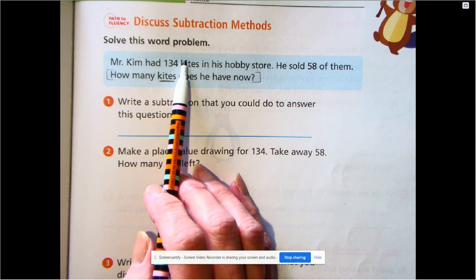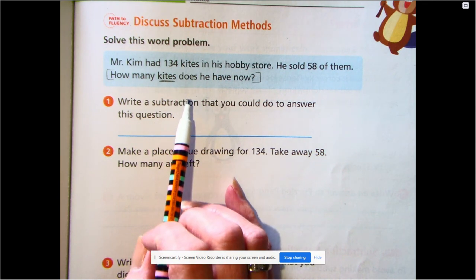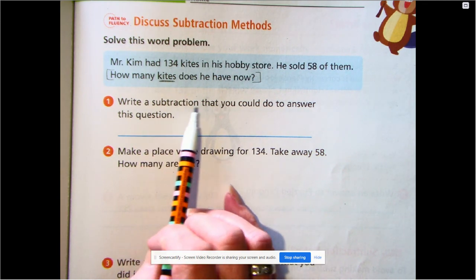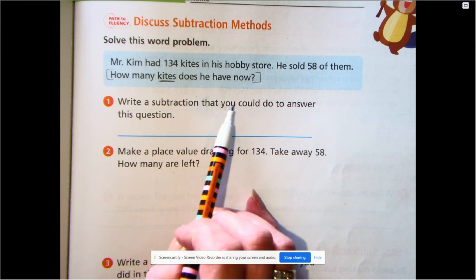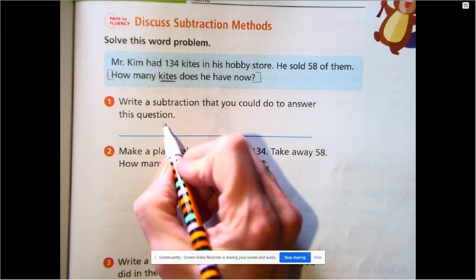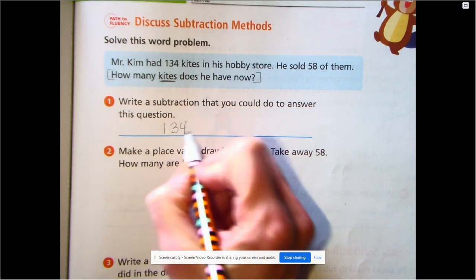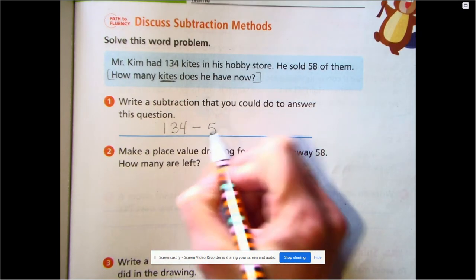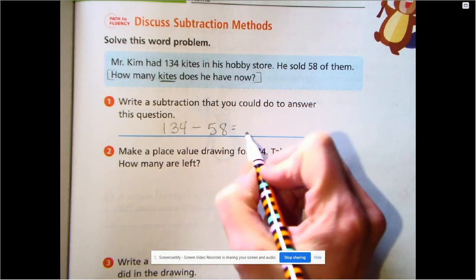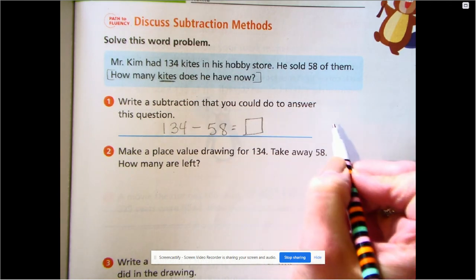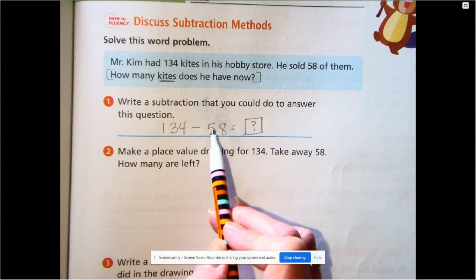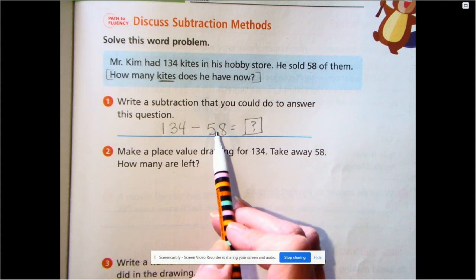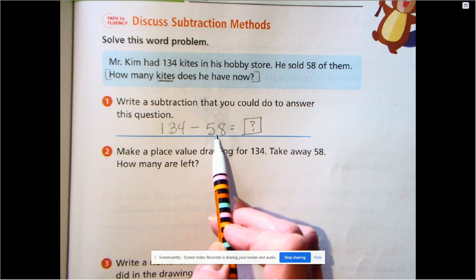We start with a big total and we need to take some away. So if we're going to write a subtraction, and it means a subtraction equation, right? We're going to write 134 minus 58, right? And that equals that unknown. I don't know what that answer is. I never solve horizontally. I always solve vertically, which is up and down.